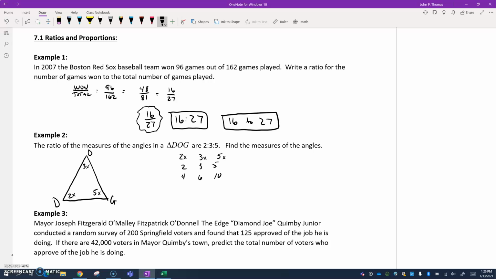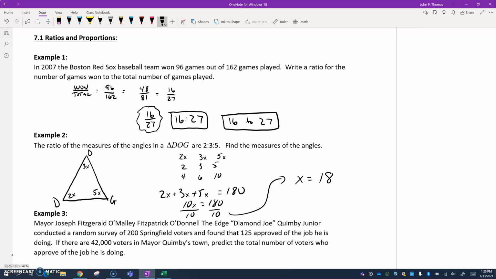Now, we know from first semester that if I add up all those angles, 2x plus 3x plus 5x, that has to equal 180 degrees. So I've got 10x equals 180. I'll divide both sides by 10, and that will take me to x equals 18. So when I look at this, I know the x value is 18.